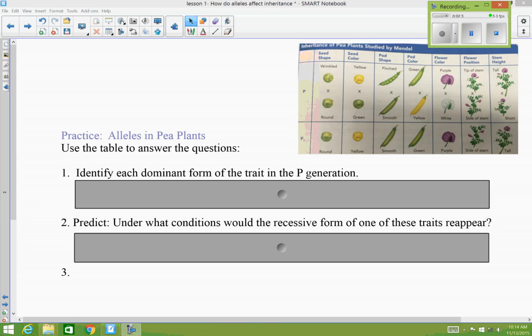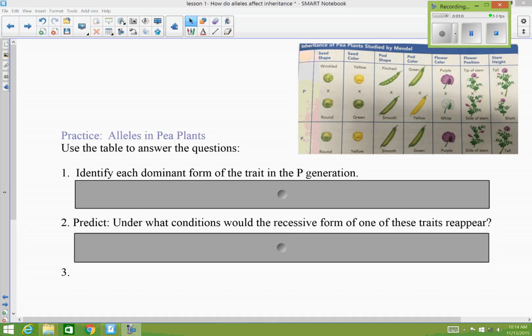You should have written down round. Moving on to seed color. One parent was yellow, one parent was green. The offspring ended up with a yellow seed color. So based on that, if the offspring received one allele from each parent, but we physically see yellow, which color is dominant? Write it down. You should have written down yellow.